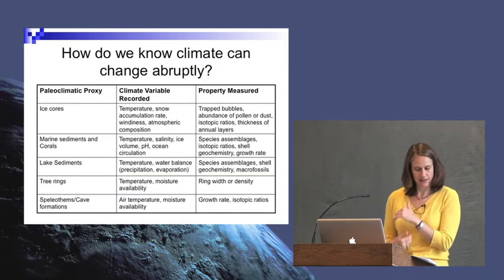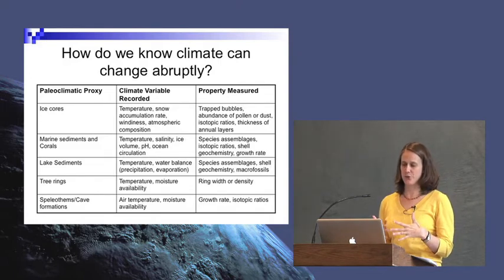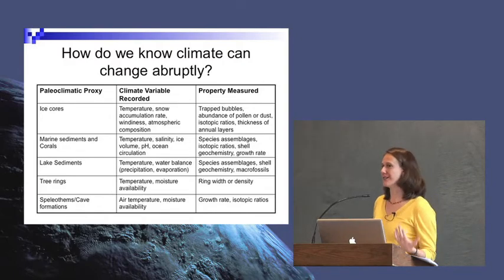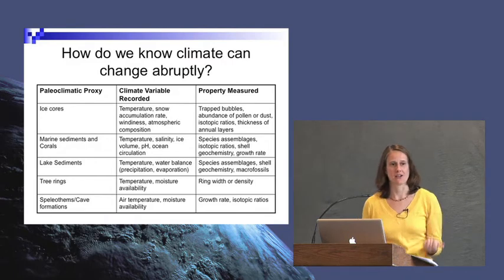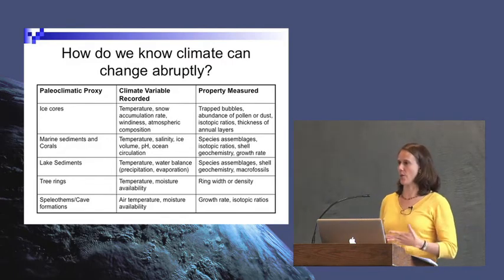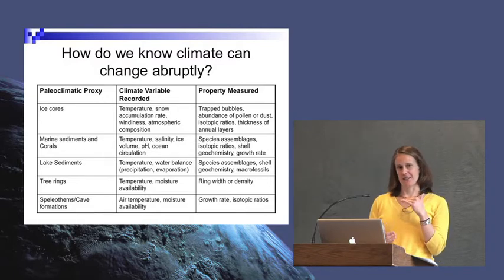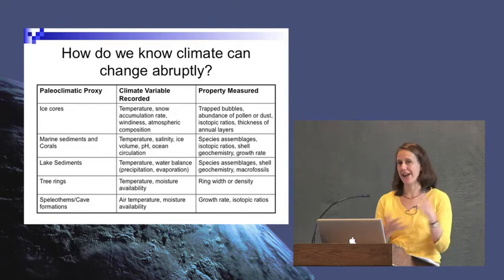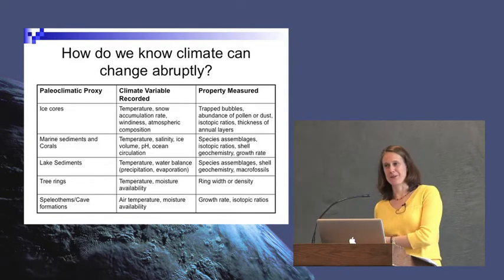So, how do we know that climate can change abruptly? This is going into the paleo record. You have the paleoclimate proxies, and a proxy is when you look at various things that tell you information about what the temperature was. We can't go back and measure the temperature. We can't go back and measure precipitation.